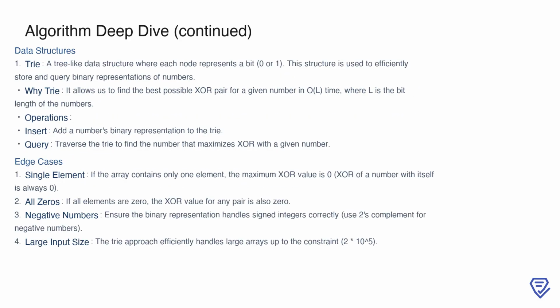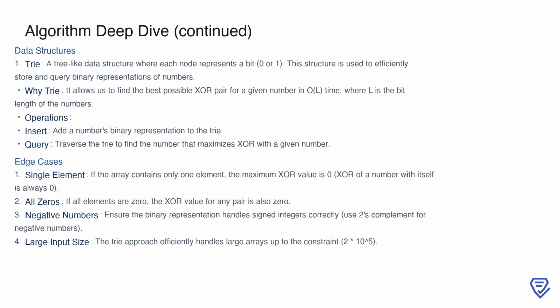The tree plays a central role in the optimized solution. It's a hierarchical data structure where each node represents a bit, either 0 or 1. This structure enables efficient storage and querying of binary numbers. One of the key reasons for using a tree is that it allows us to find the optimal XOR pair for a given number in O(L) time, where L is the bit length of the numbers.